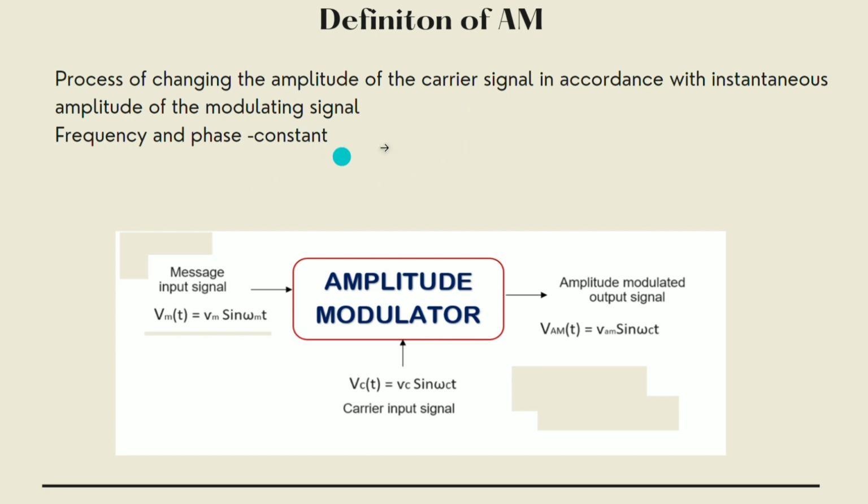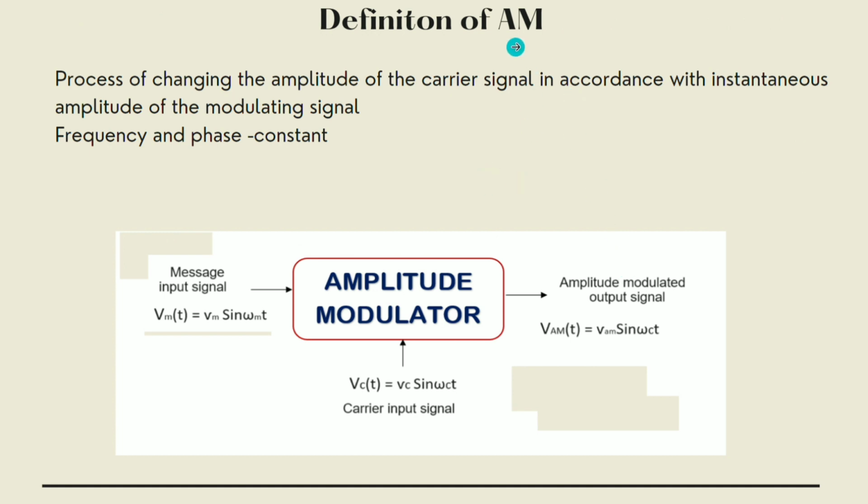The definition for AM is that the amplitude of the carrier signal is varied with respect to the modulating signal. The other two parameters of the carrier signal, frequency and phase, should be kept constant under amplitude modulation. This is the general definition behind amplitude modulation.